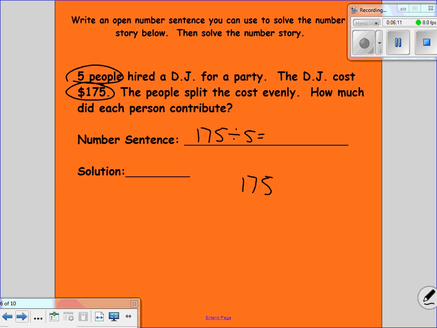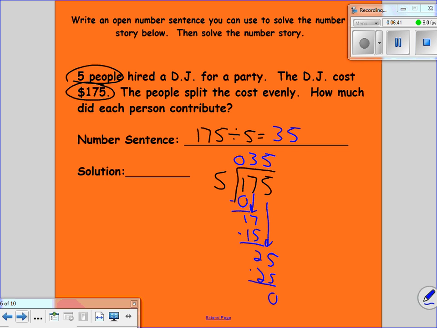175. Once again, write this on your paper, press pause, then watch me figure it out. 5 goes into 1, 0 times. 5 times 0 is 0. Subtract, got a 1, got a 7. 5 goes into 17 3 times. 5 times 3 is 15. I'm going to subtract, got a 2, bring down the 5. 5 goes into 25 5 times. 5 times 5 is 25. 0. So my answer is 35. My solution is $35 is what each one has to contribute.